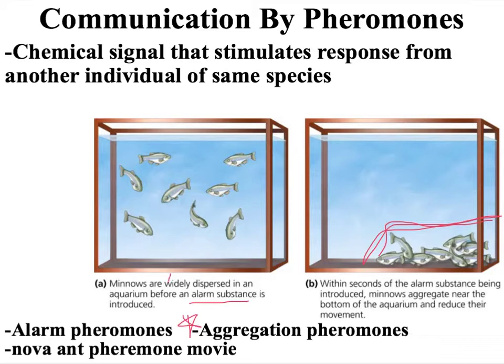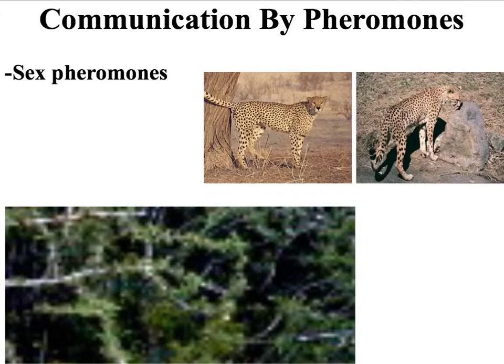If you do a search on Nova and ant pheromones, you'll also find a really interesting video on that, so I'd highly recommend it. Another useful type of pheromone is sex pheromones, which can be deposited throughout the environment to communicate the reproductive status of individuals that live close by. So here you can see this big cat urinating on a tree, and that urine would contain pheromones that when another cat comes by, they can smell that and determine different information that's communicated by those pheromones.